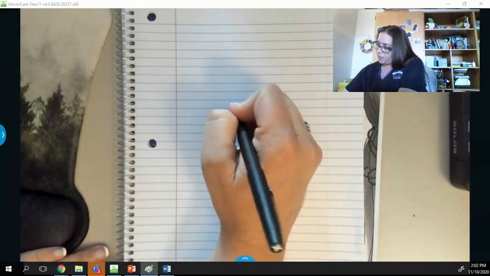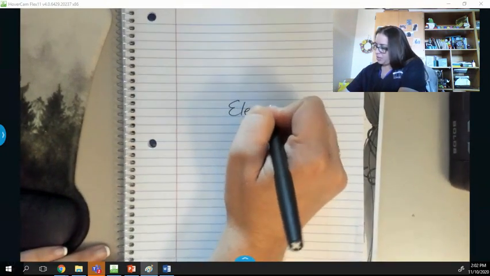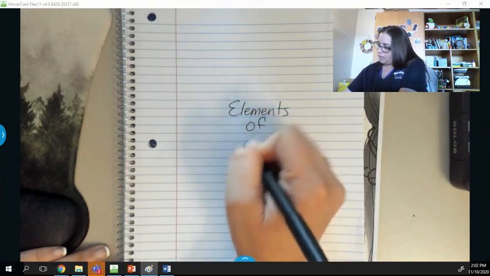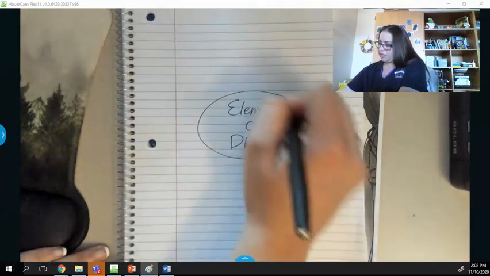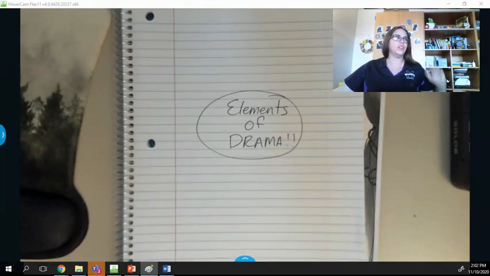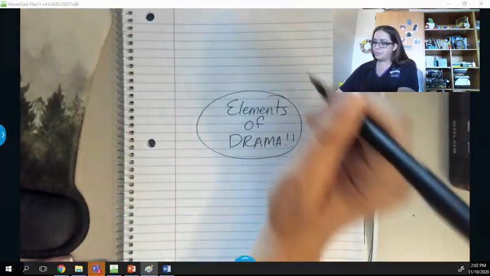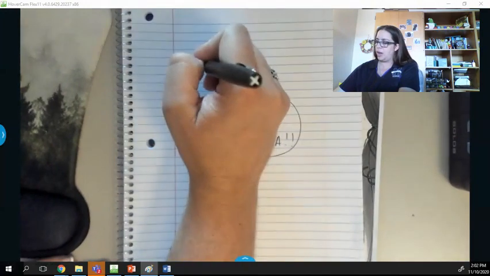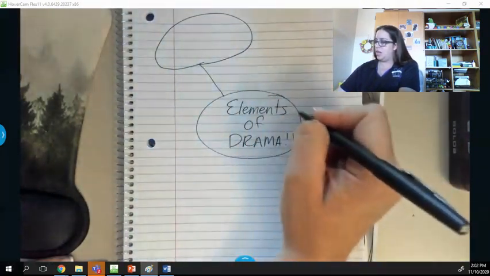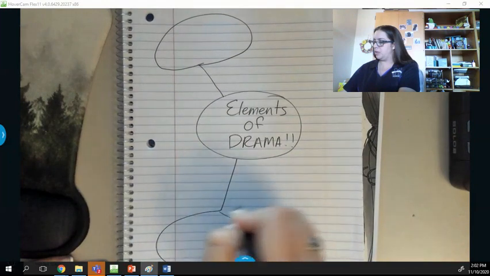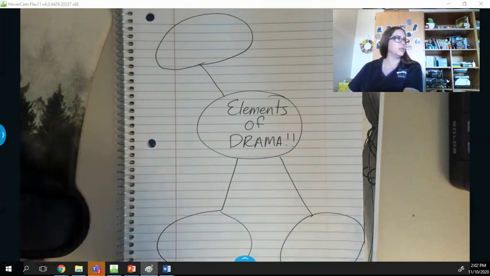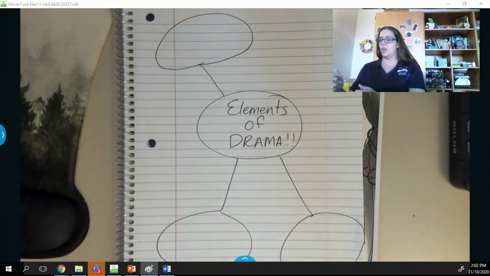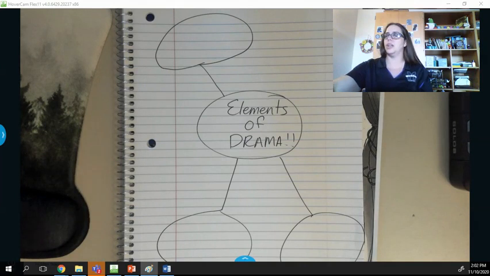And I'm going to go ahead and do my bubble map right in the middle. Elements of Drama! Right here. Now, our Elements of Drama include, we have almost everything done. We need to talk about stage directions and props. And let's see, the last one is set. All right, so we are going to go ahead and label those.